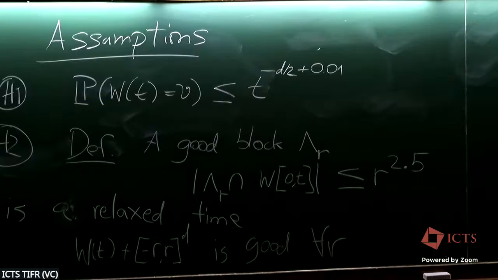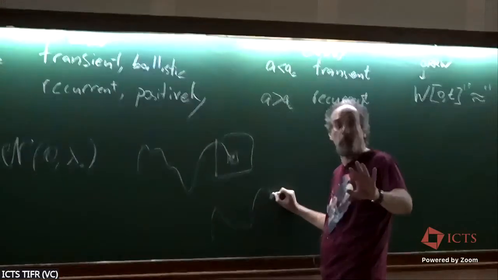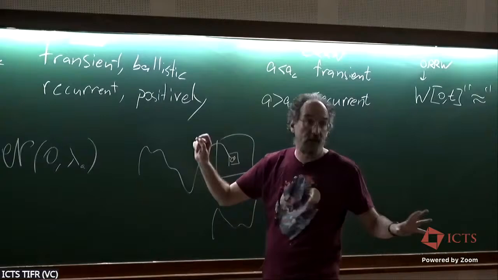Okay, so this is a definition. So let's see. What we want, maybe I'll do the picture here. What we want is that when we look at the tip of the walk, then in any square, small or large, you're smaller than, you're good. You haven't spent too much time. If it even spends in a small box too much time, then that's not a relaxed time. Okay, we need it at all scales.